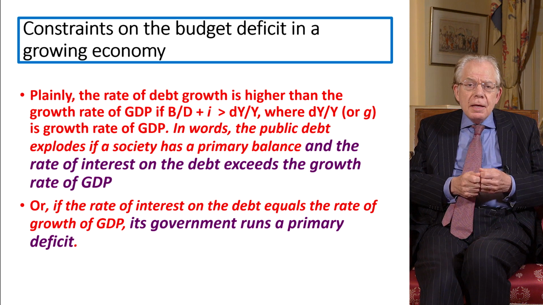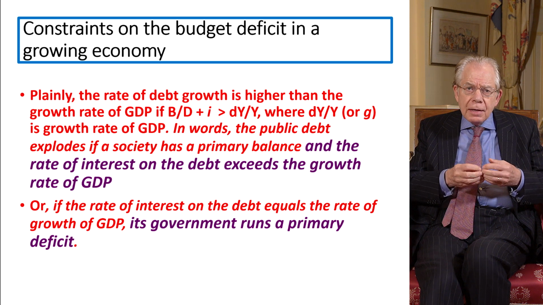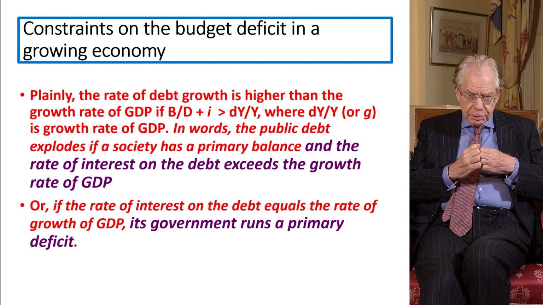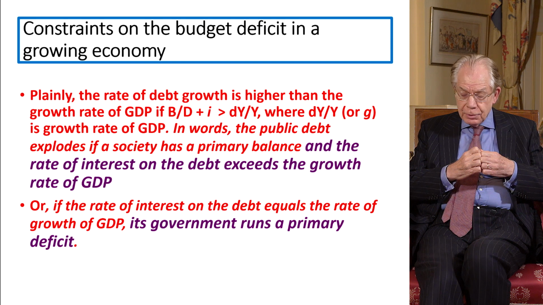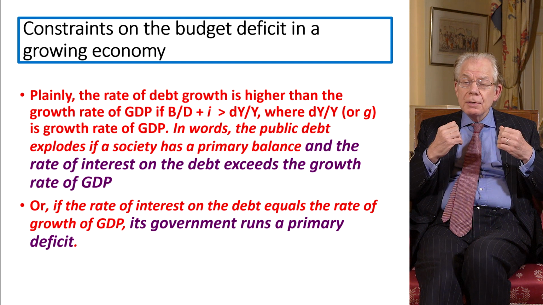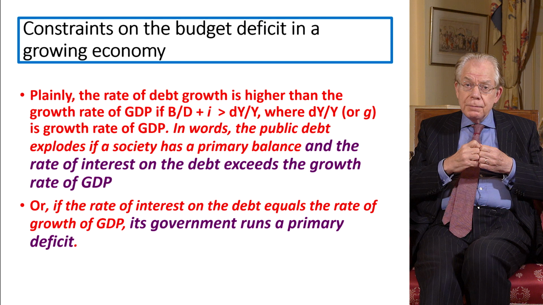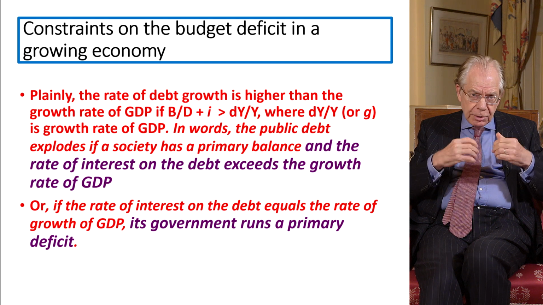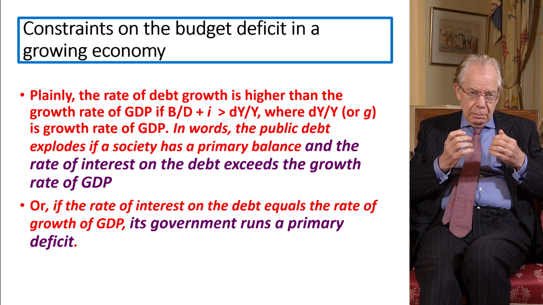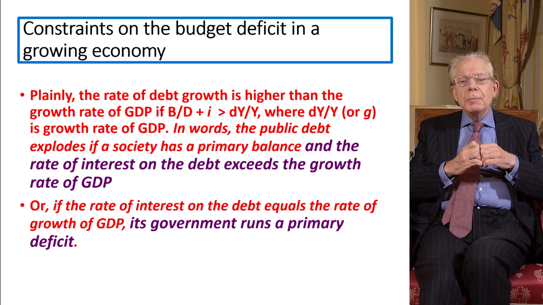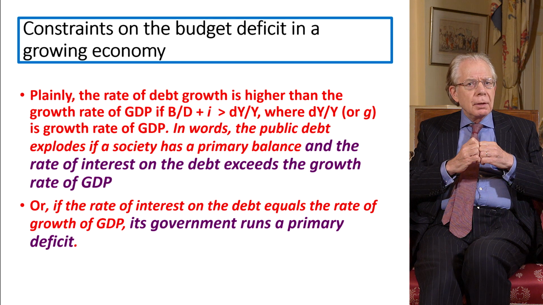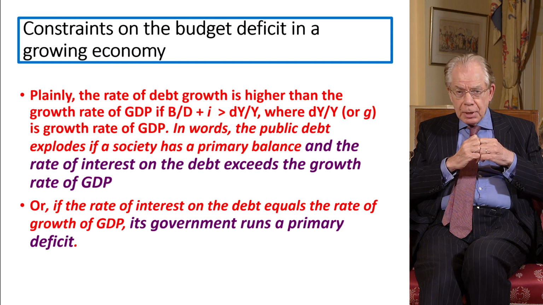In other words, if a country has, say, a primary balance, taxation equals all government spending excluding debt interest payments, the debt will explode if the interest rate on the debt exceeds the growth rate of the economy. That's the key message that comes out from all this. Put another way, if the interest rate on the debt is equal to the growth rate of the economy and the nation runs a primary deficit, again, the debt explodes.